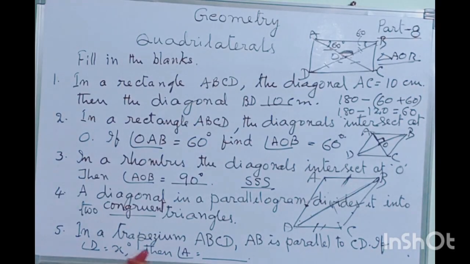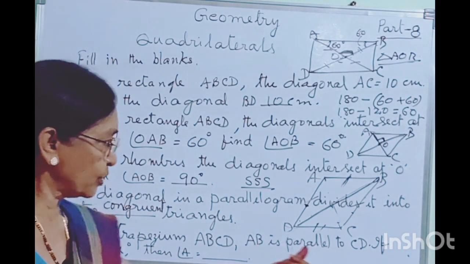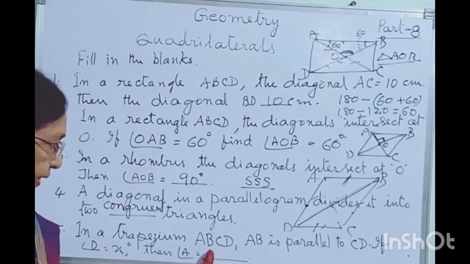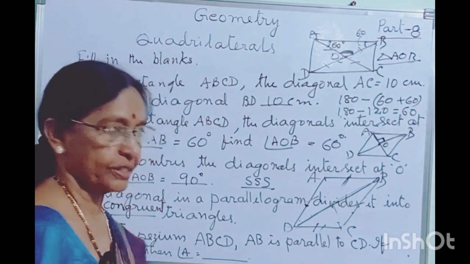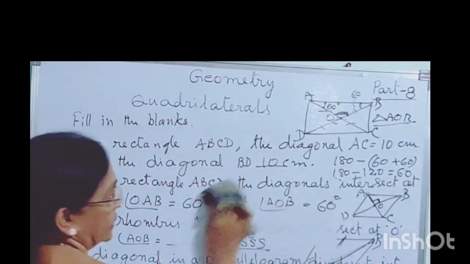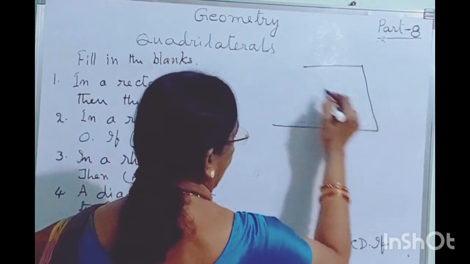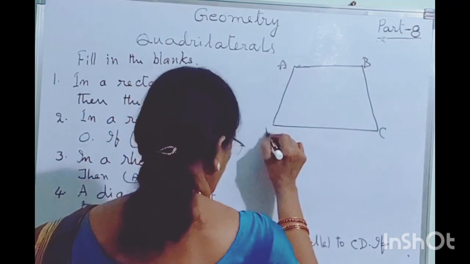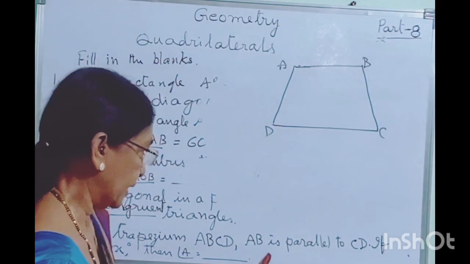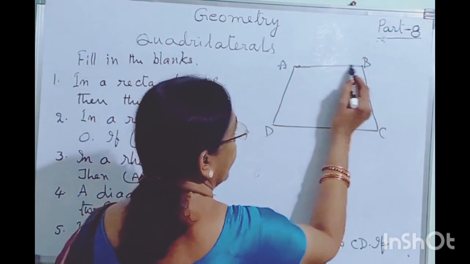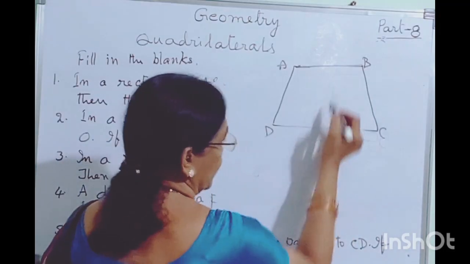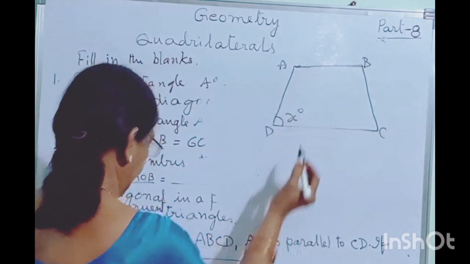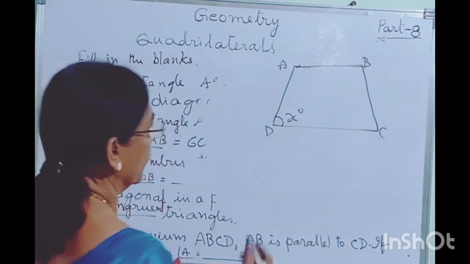Next, fifth one: in a trapezium ABCD, AB is parallel to CD. If angle D is equal to x degrees, then angle A is equal to dash. In a trapezium, or trapezoid, AB is parallel to CD. These two are parallel. Angle D is equal to x degrees. So angle A is equal to dash.